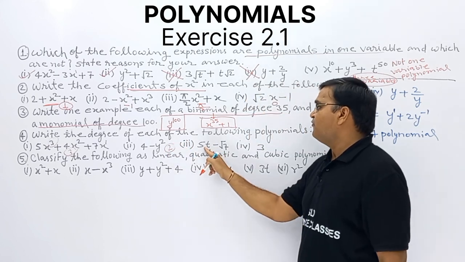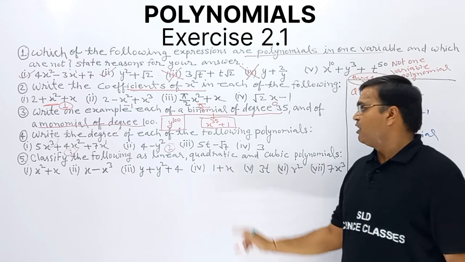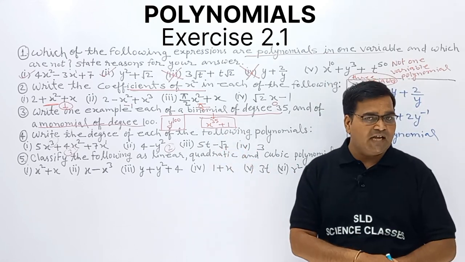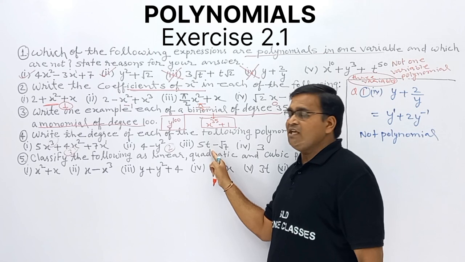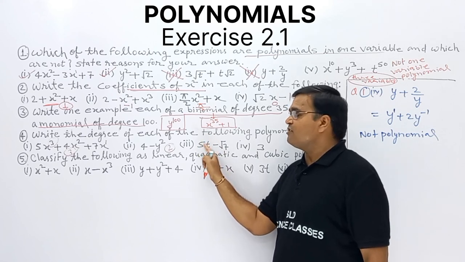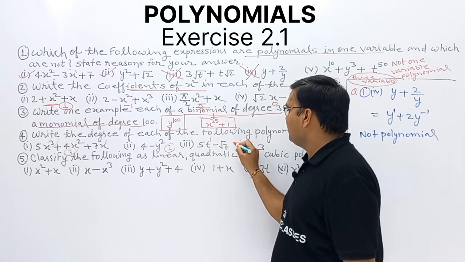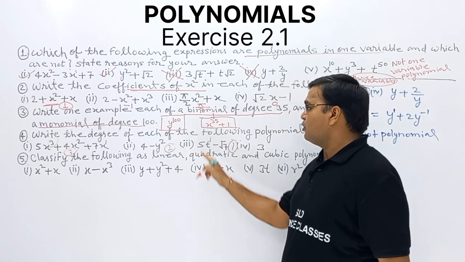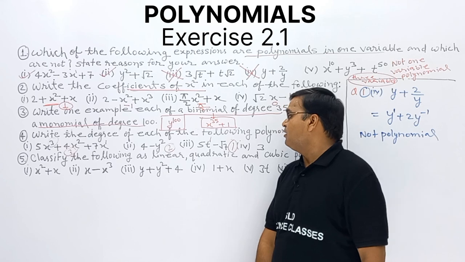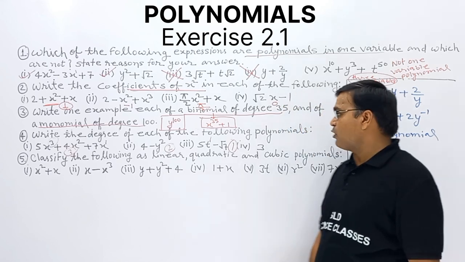Now next one, 5t minus root 7. This root 7 is the constant term. Variable is t and the coefficient of t is 5, and its power of variable is 1. So its degree will be 1, the maximum power of the variable.